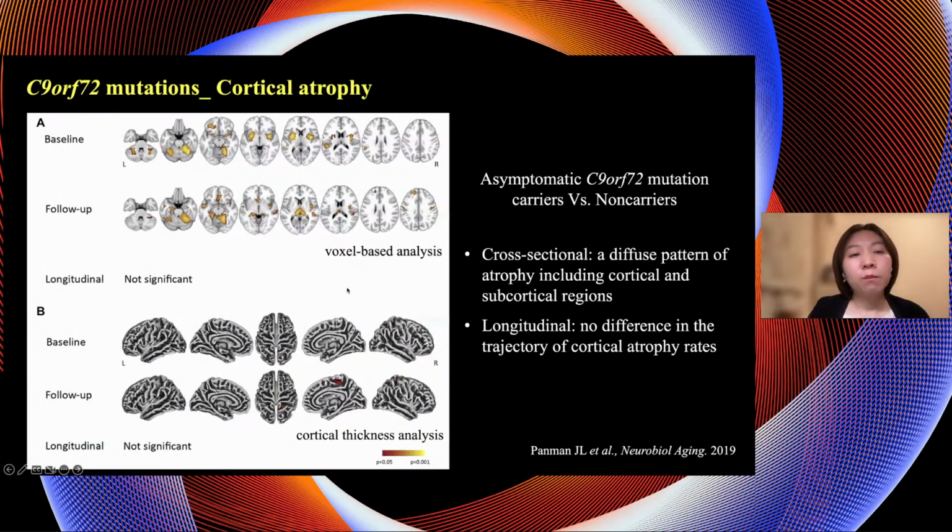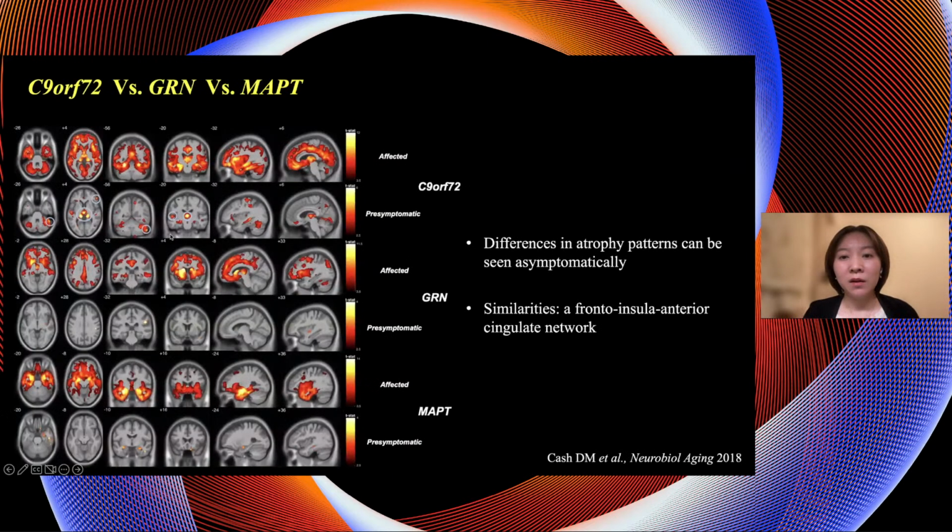So, different from the granulin and MAPT mutation carriers, C9 shows a lot of widespread brain atrophy, even in the asymptomatic stage. It seems to be everywhere, even including the cerebellum. This is different from the other two mutations here. So here is the brain atrophy, but how is this atrophy pattern different for each common mutation carrier?